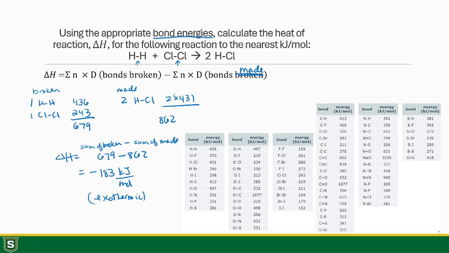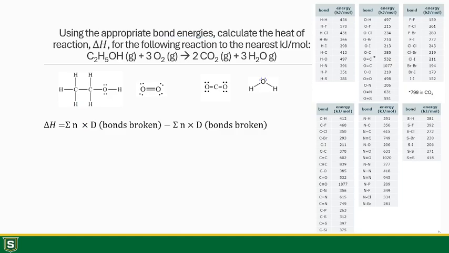All right, let's look at another one with a little bit more detail, more bonds, so that we kind of have to look at it a little bit more. All right, this is the same idea. It's telling me use the appropriate bond energies, but now it's looking at the following reaction of ethanol plus oxygen forming CO2 and H2O. So this is the combustion of ethanol. So I've shown you the Lewis structures so that we can really see the bonds that are being made and the bonds that are being broken.